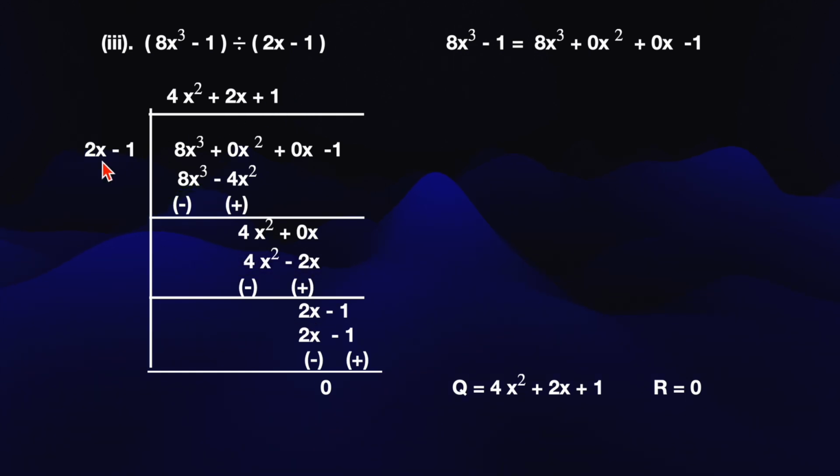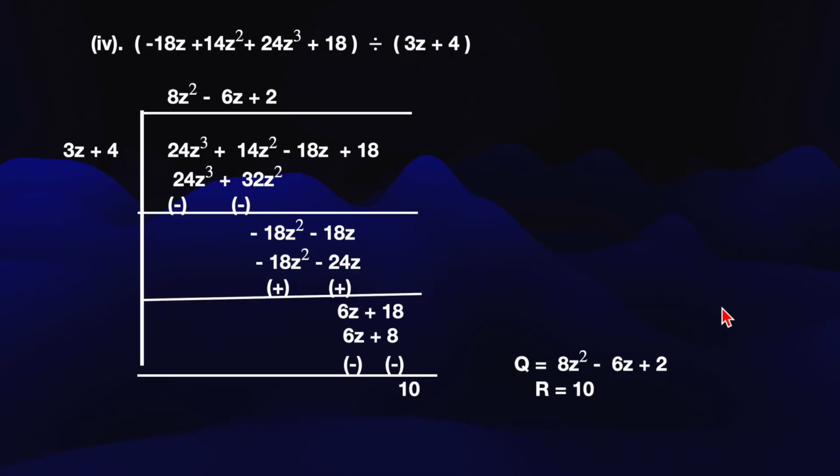Then multiply 1 with 2x minus 1, you get 2x minus 1. Again we have to change the sign, negative and negative will become positive. Now add it, this will become 0. Minus 1 plus 1 is also 0. So the remainder is 0 and the quotient is 4x square plus 2x plus 1.